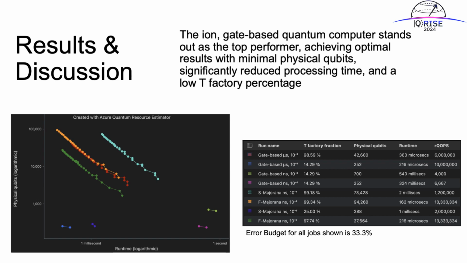The graph shown here was made using Azure Quantum's estimate overview function, and all values shown were measured with an error rate budget of 33.3%. The job that stands out most as the best performer is the gate-based ion quantum computer with an optimistic 14.29% T-factory fraction percentage, as well as 252 qubits and a runtime of 216 microseconds. Once we understood these values, to confirm that this was a good option, we moved on to phase 2 of our analysis, examining our error budget.